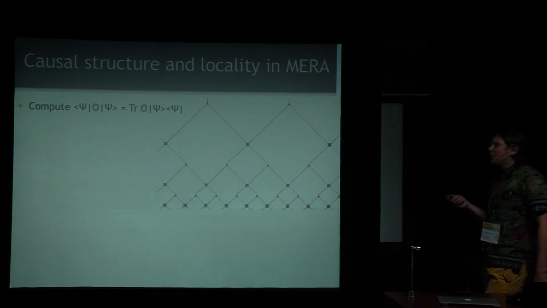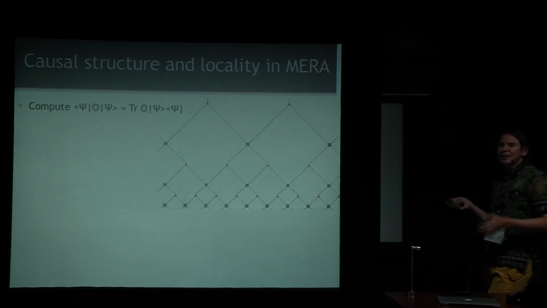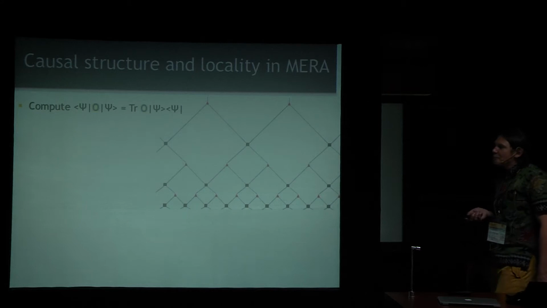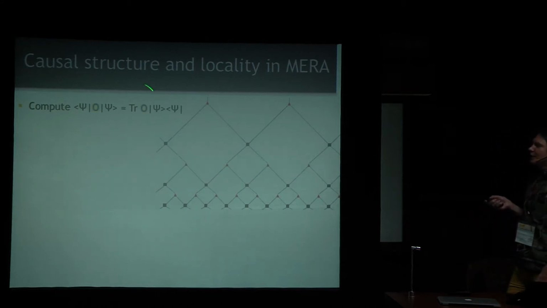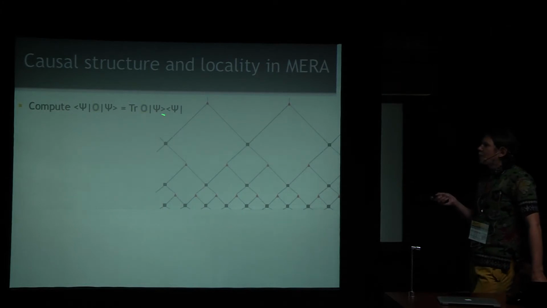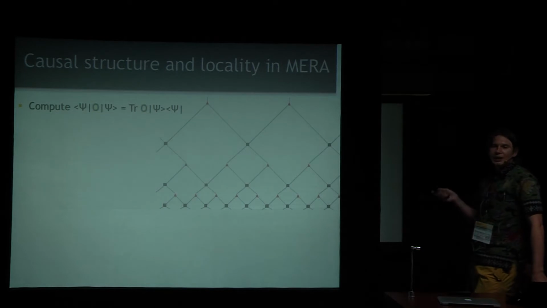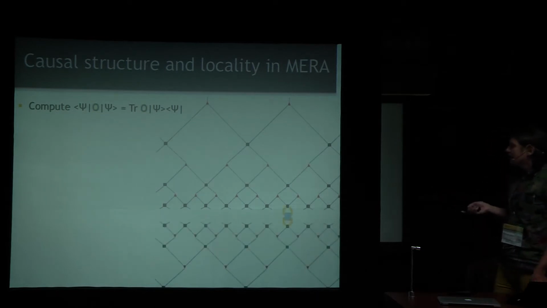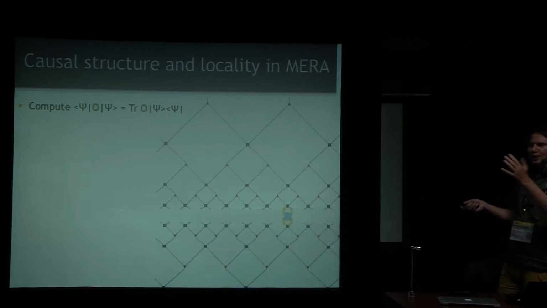It makes sense to think about the MERA tensor network as sustaining a causal structure. Why is that? Suppose that I want to compute the expectation value of some local operator O. So of course, I'm performing a trace of O and bra and ket of some state psi, for which I have drawn a tensor network for you. I have the ket here. The bra is going to be just the mirror image of that, and my operator sits over here.